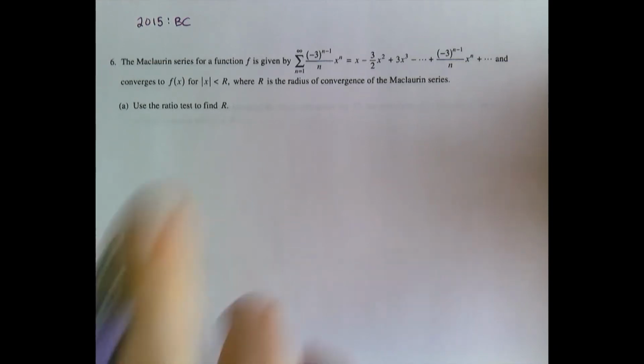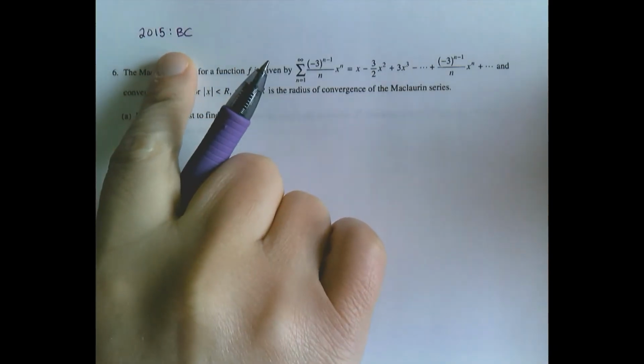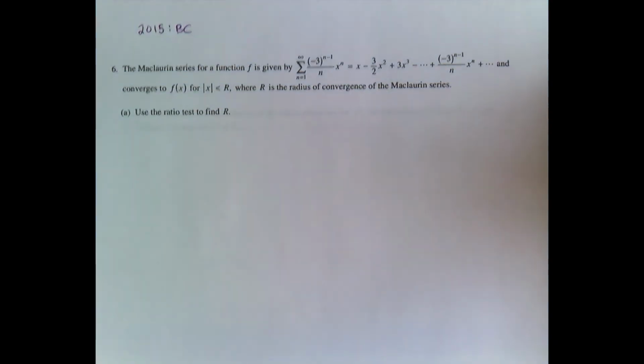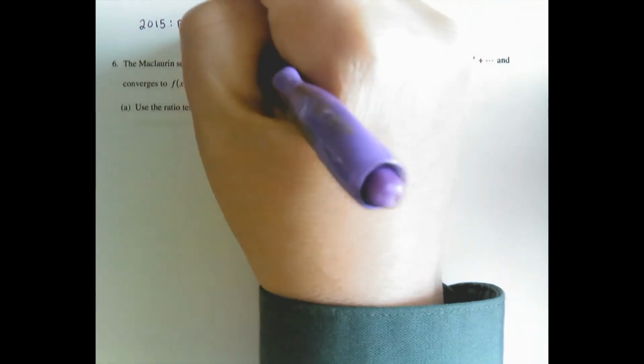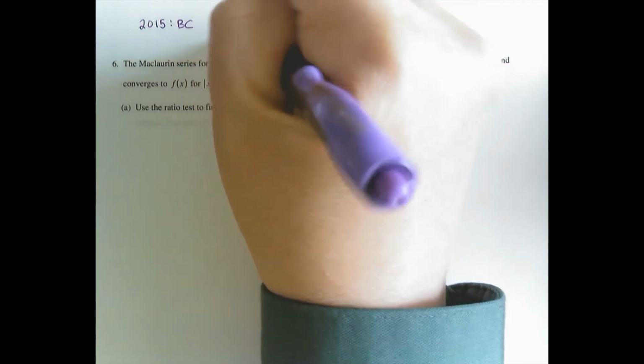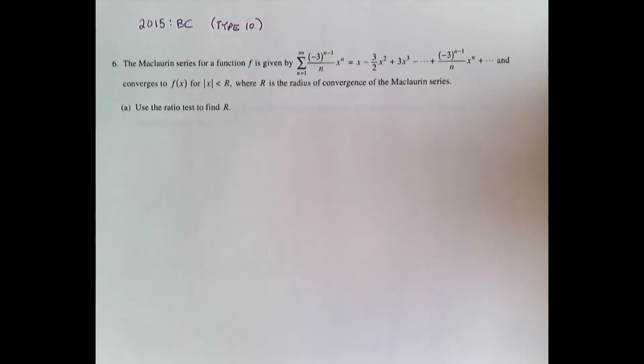All right, today we're looking at the 2015 Calculus BC exam. This is question number 6. I classify it as a type 10 problem. By the way, you can check out playlists in the link in the description below to see all the different types. Type 10 is sequences and series.